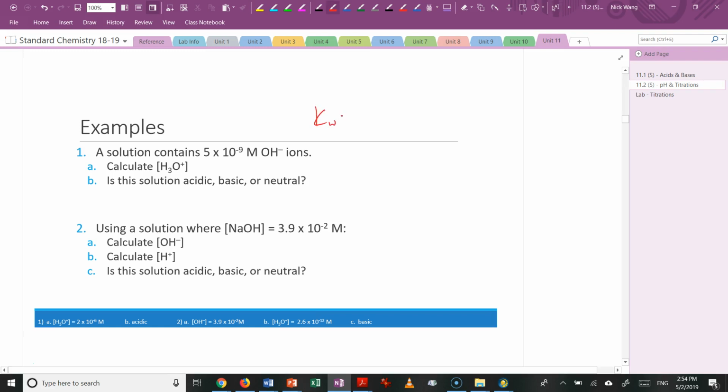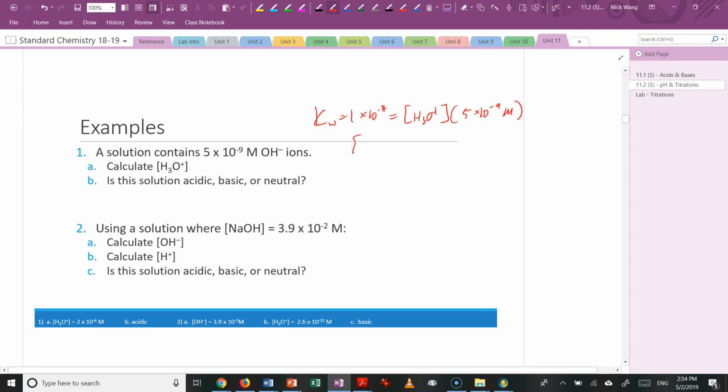I know that Kw, which is always equal to 1 times 10 to the minus 14th with no units, is equal to the hydronium ion concentration, which I don't know, so let's write that in as a variable, times 5 times 10 to the minus 9th molar. Notice how I left off the brackets for the concentration value, I used regular parentheses, but to represent the concentration of hydronium itself, I left the brackets in.